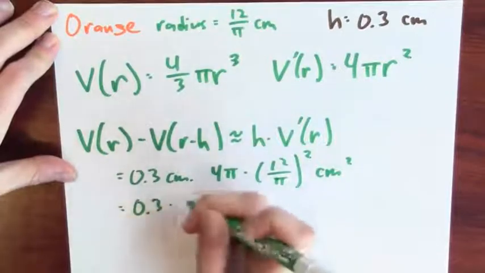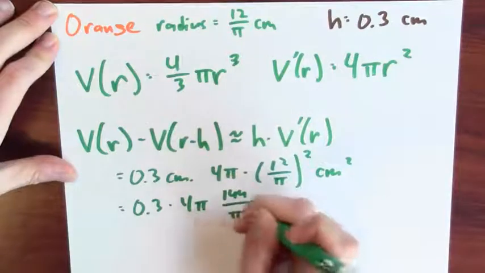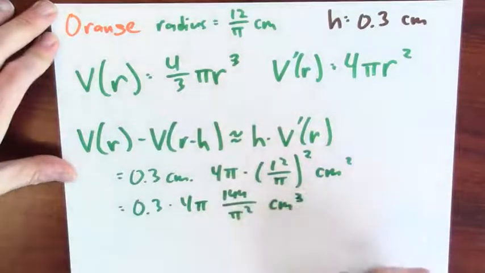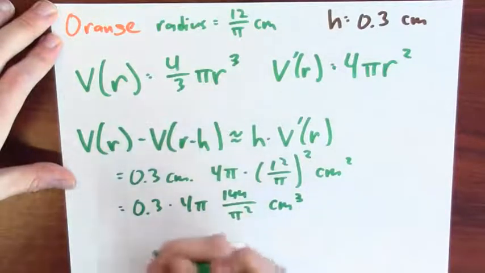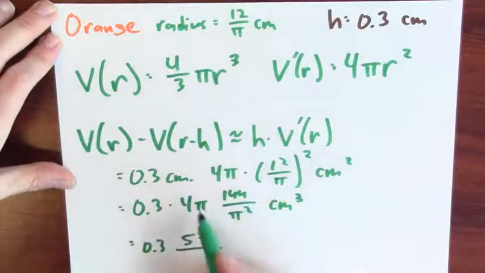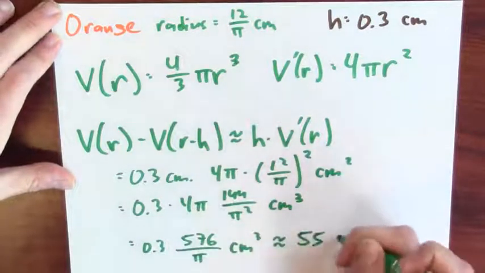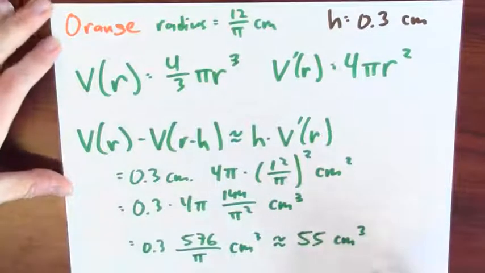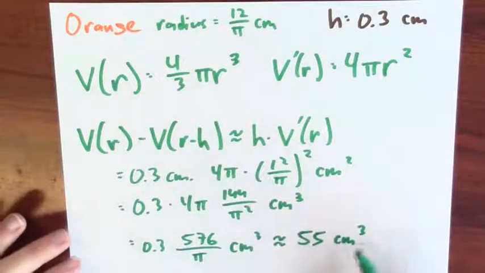So it's 0.3 times 4 pi times 144 over pi squared cubic centimeters. And 4 times 144 is 576 times 0.3. The pi divided by the pi squared just gives me a pi in the denominator. So I got 0.3 times 576 over pi cubic centimeters. That's about 55 cubic centimeters. So the volume of the rind is approximately 55 cubic centimeters.